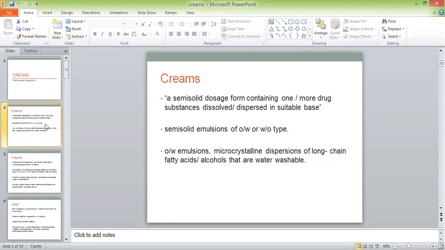And types of the bases which we have already studied, they are hydrophilic bases, hydrophobic bases, oleaginous bases, hydrocarbon bases. So these are the bases which are used for the formation of the creams. Creams are basically emulsions of oil and water type or water and oil type. And oil and water emulsions, they are basically microcrystalline dispersions of long chain fatty acids or alcohols that are water washable.